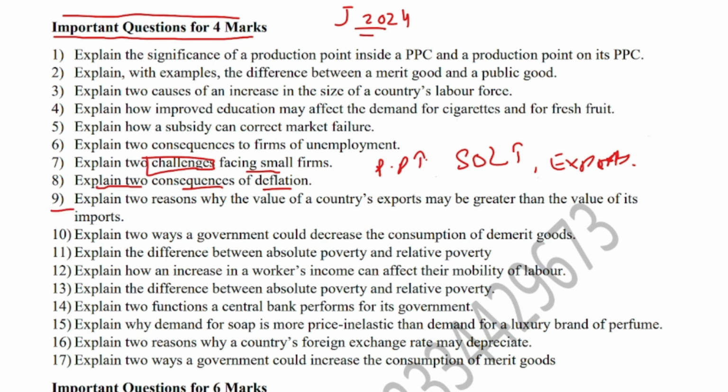Moving to question number 9: explain two reasons why the value of a country's exports may be greater than the value of its imports. The two reasons for which the value of exports can be greater are, first, the better quality of exports. For example, if Pakistan produces better quality textile products, then definitely the value of exports may increase eventually. And similarly, a greater value of the exchange rate of the currency will also make the value of exports greater than the value of imports.